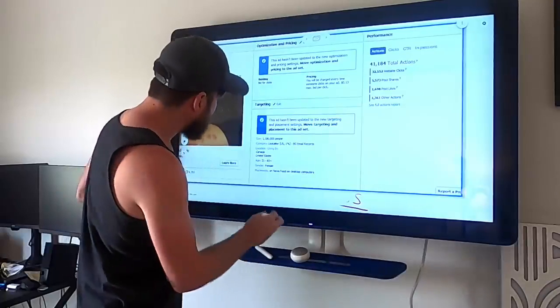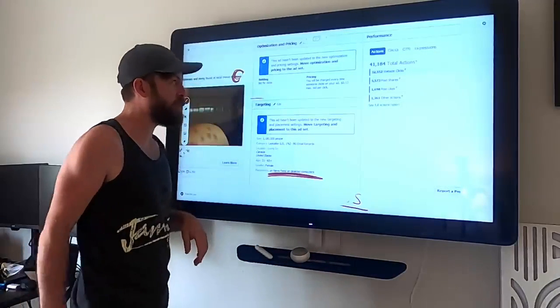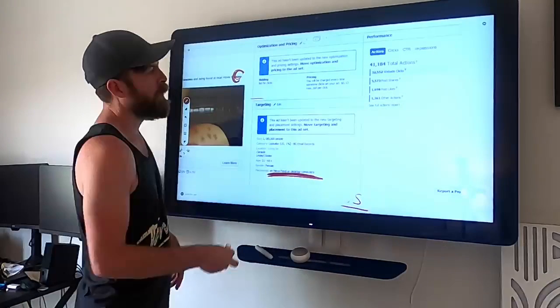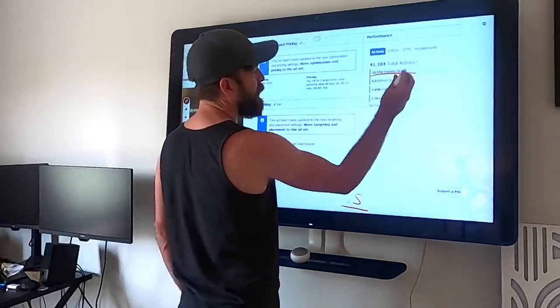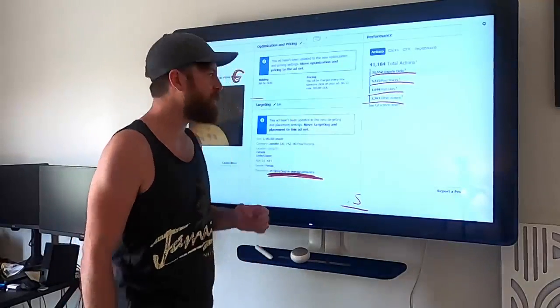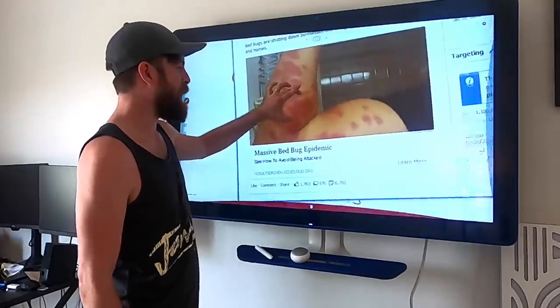Now another thing you'll notice here is where I put the ad. I put it on newsfeed on desktop computers, and you can see my data up here, 32,000 clicks, post shares, post likes. Why did I get so many post shares? This is an ad.